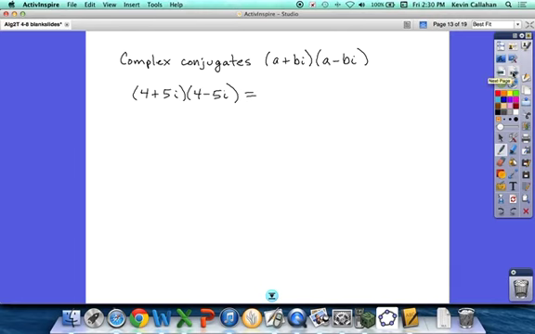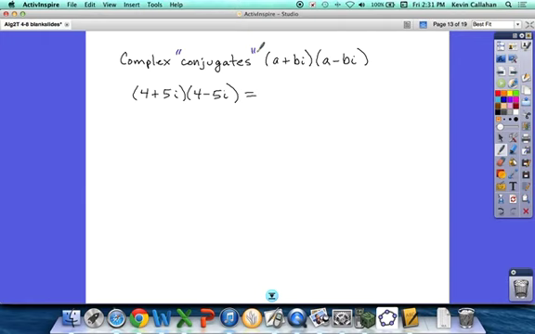Now, we're familiar with the complex number having a standard form of a plus bi. When two complex numbers differ by only the sign in between, a plus bi and a minus bi, those are called conjugates. That's a vocabulary word, conjugates. Now, if you multiply conjugates, notice what happens. So here are my conjugates.